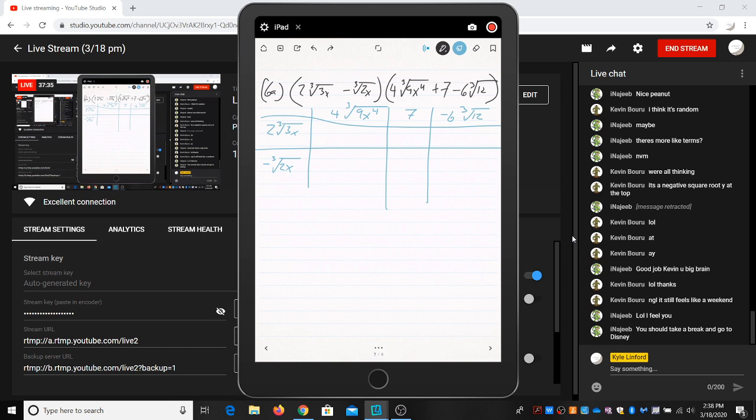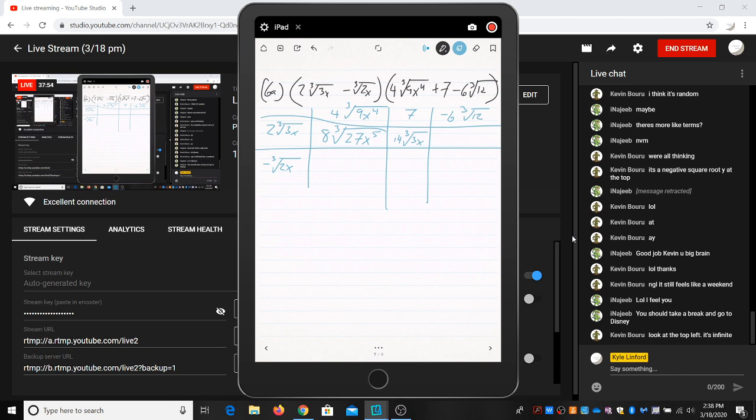So let's multiply the things on the outside. 2 and 4 make 8. And let's multiply the things on the inside. We have the cube root of 27 x to the 5th. Now let's multiply the 7 and the 2 to get 14. And then we have the cube root of 3x. We can multiply the things on the outside, and we get negative 12, and the cube root of 3 times 12 is 36, x.